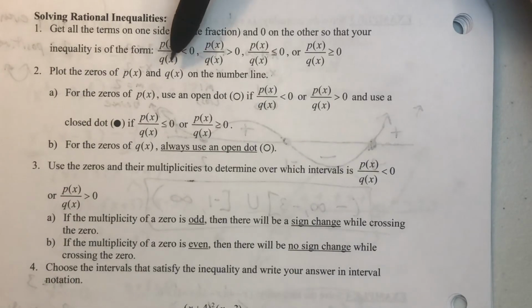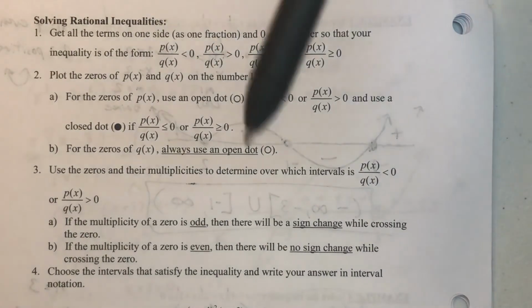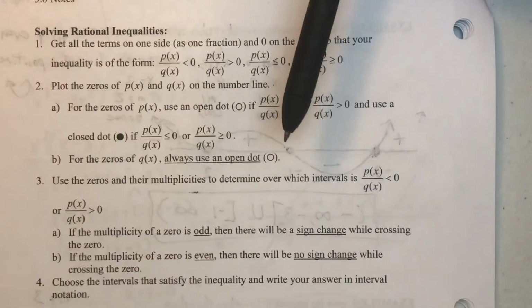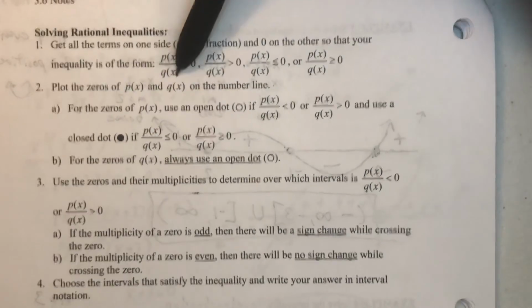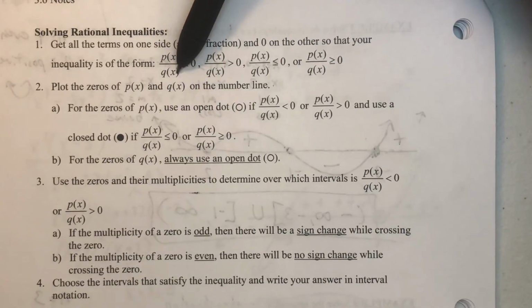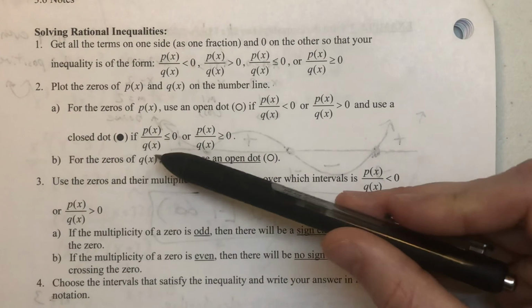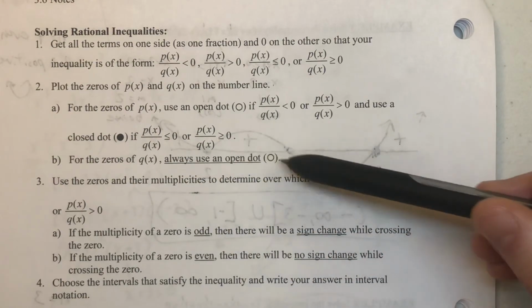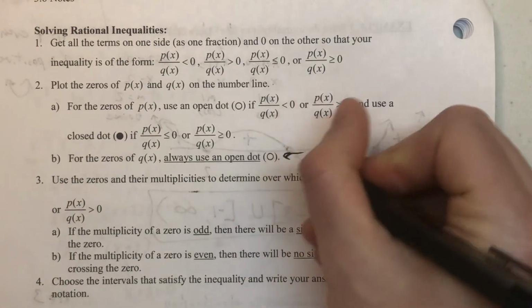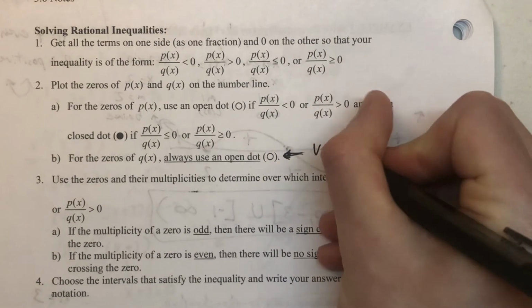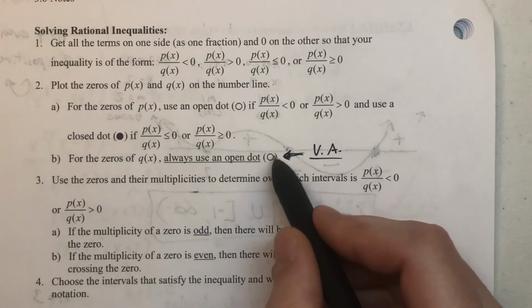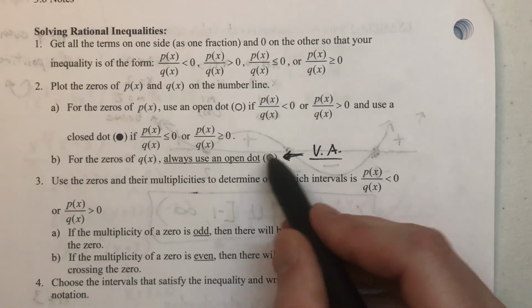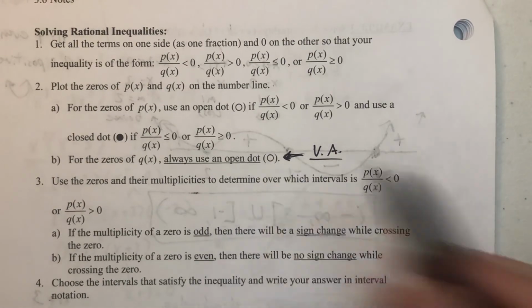Now, we know that in rational functions, the q of x gives us vertical asymptotes, which are important. Those are other places where our function could change sign, could go from below to above or above to below. So we do need to keep track of them, but since they are not points where the graph is 0, notice what it says here. For the zeros of q of x, just always use an open dot. This is basically saying use an open dot for any vertical asymptote, right? They're not going to be points that are at 0, so we treat them like they're points that aren't at 0, that our function will not be 0 at those points.